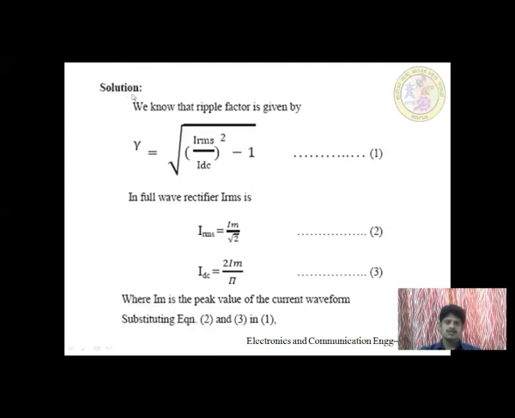So this is the solution. This is the equation as we already discussed, square root of (IRMS by IDC) whole square minus 1. Now, these are the two equations. This is taken as equation 1, and these two equations are taken as equation 2 and 3. In this you can see that we have IRMS and IDC, and we have equivalent values, Im by root 2 and 2 Im by pi. We have to substitute these two values in this equation.